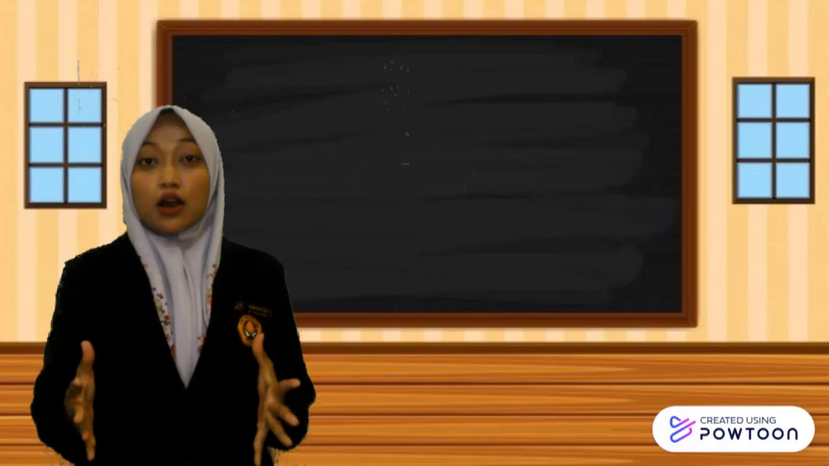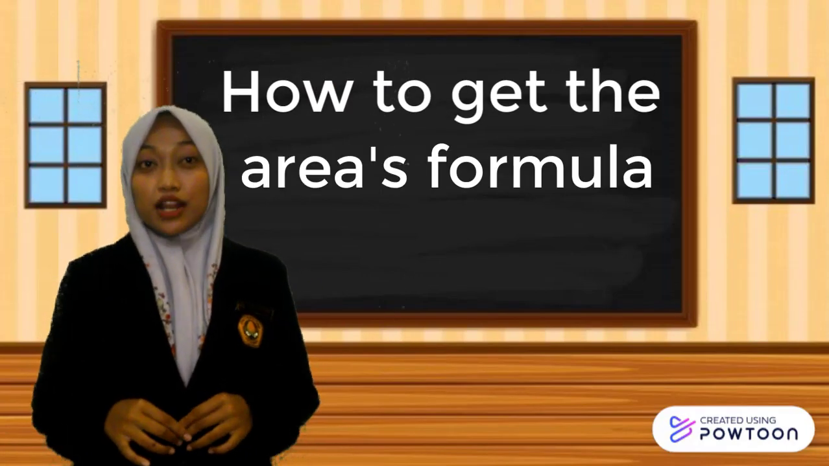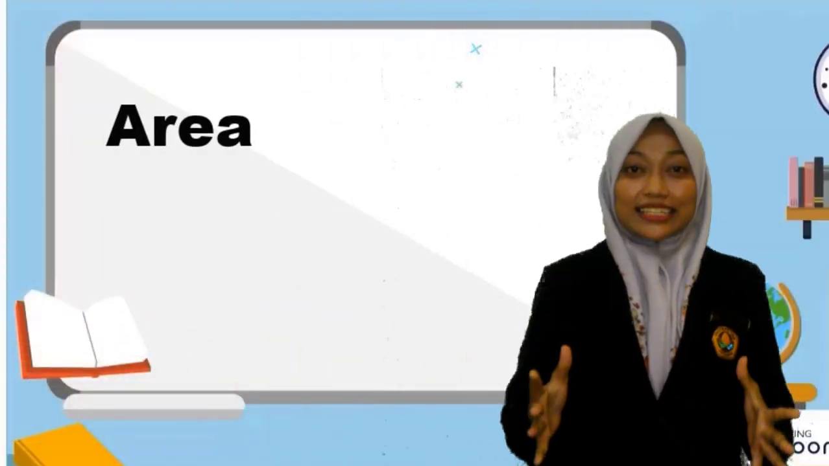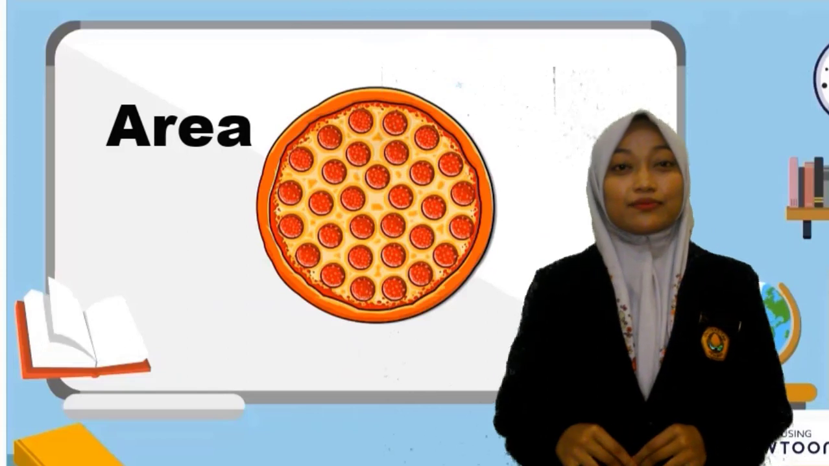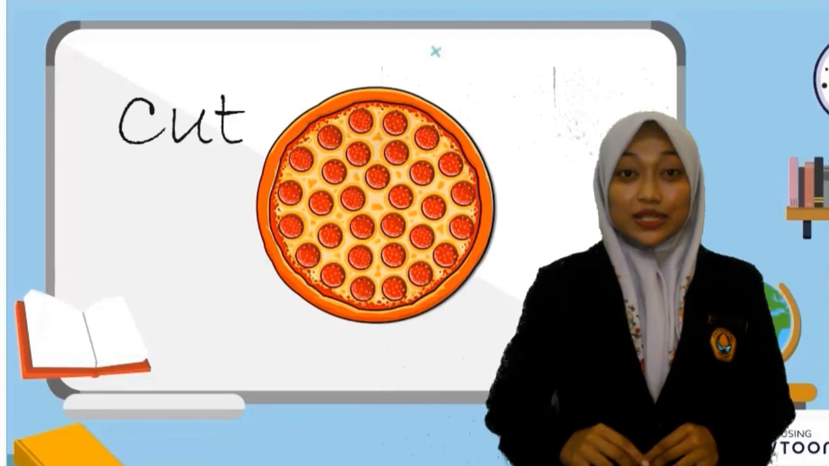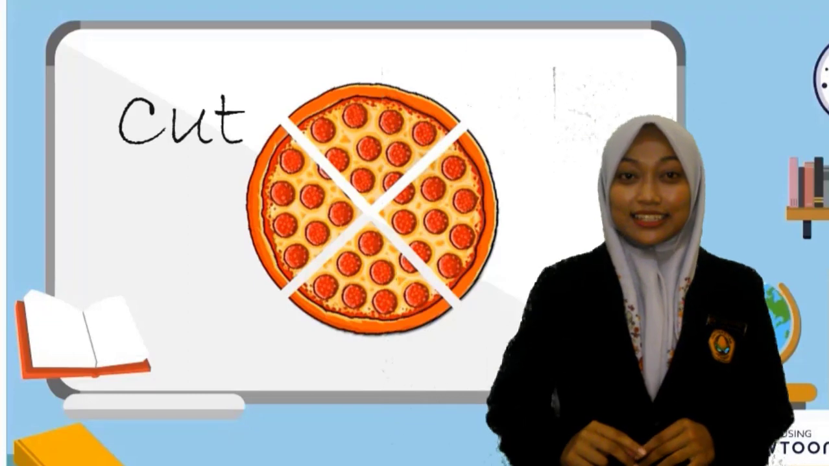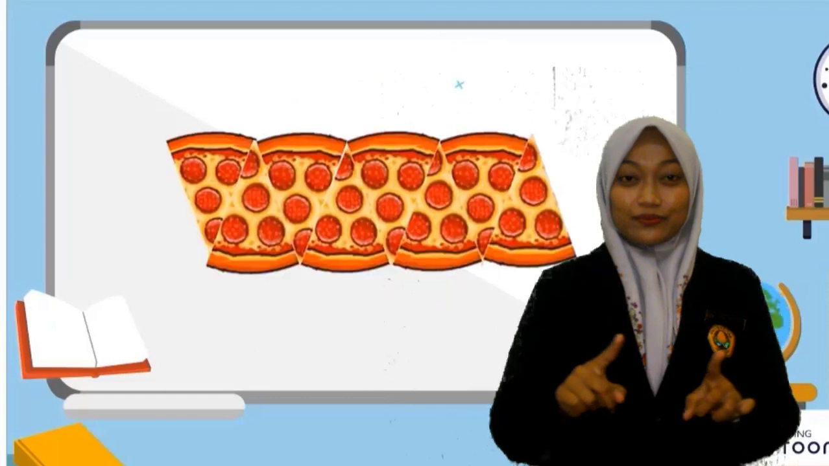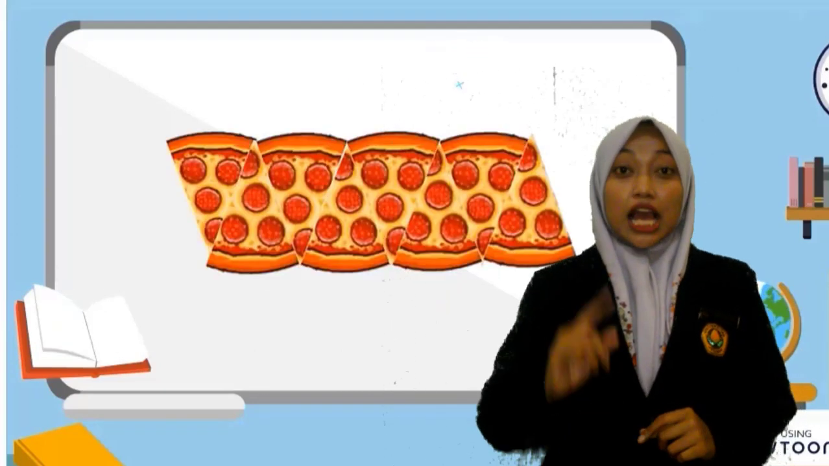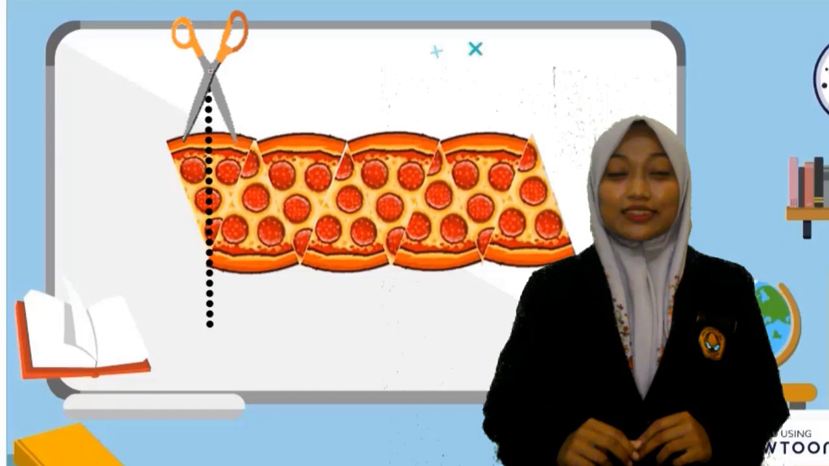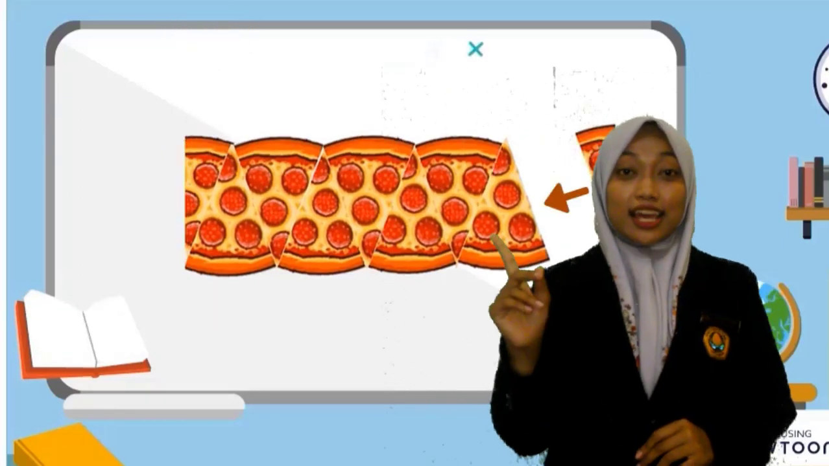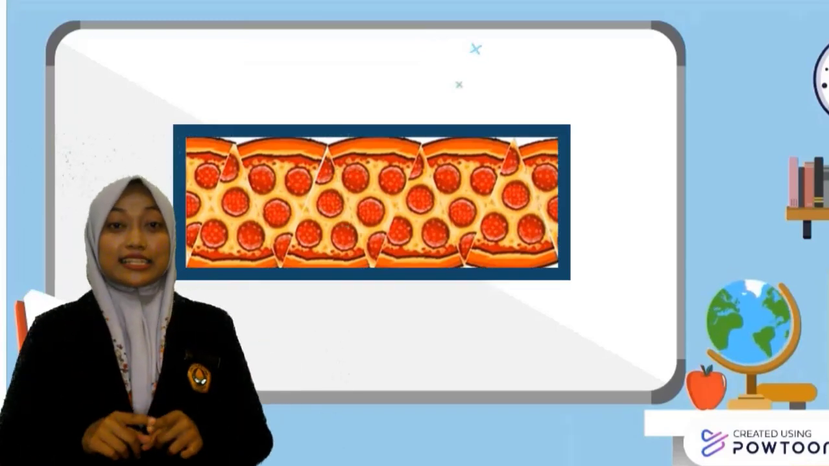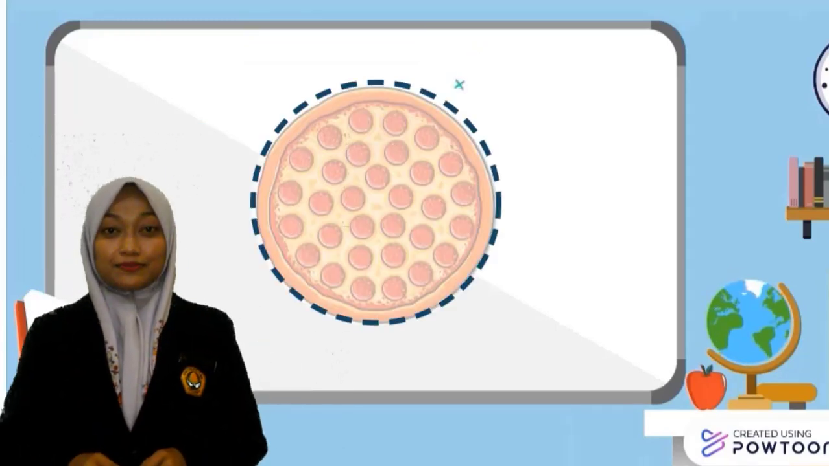Next, we will learn how to get the area formula for any circle. For example, we will find the area formula using a pizza. The first step is to cut the pizza into 8 equal parts. Now arrange the 8 equal parts into a rectangle shape. To make it easier, cut one part of the pizza in half and move it to the right side. Now, the area of the rectangular pizza is the same as the circular pizza before.